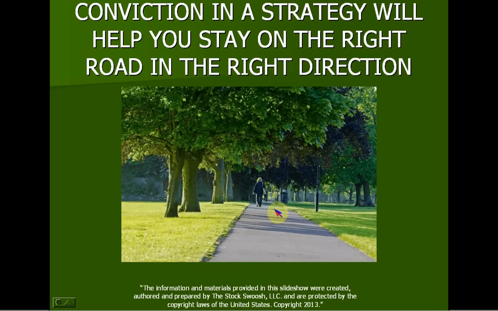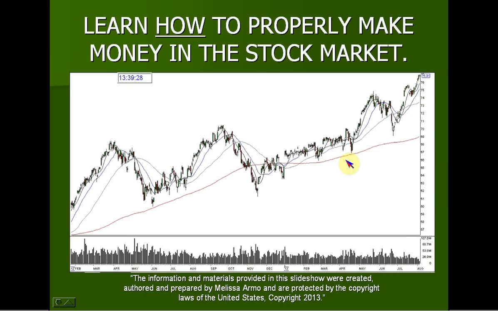You've got to get conviction in what you're doing to be able to feel that and see that. And how do you do that? By taking trades and making money. Once you take trades and make money, you're going to feel the conviction and understand how it works. Okay. So learn how to properly make money in the stock market. This is very, very important. What is the right direction?